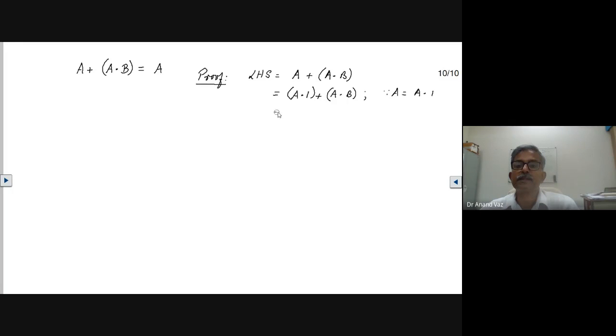And this is equal to, you can apply the law of distributivity. So A and (1 or B). We just saw that (A and 1) or (A and B). This is distributed.